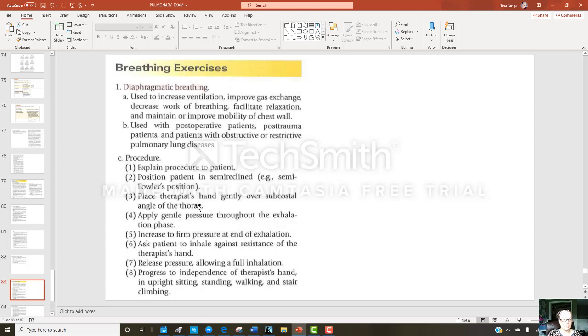Diaphragmatic breathing, used to increase ventilation, improve gas exchange, decrease work of breathing, facilitate relaxation, and maintain or improve mobility of chest wall. Used with post-operative patients, post-trauma patients, patients with obstructive or restrictive pulmonary lung diseases.